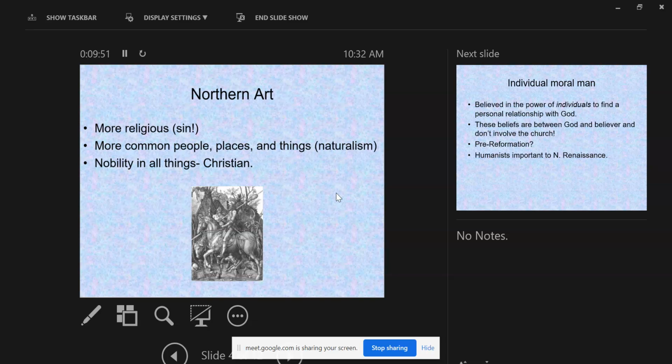In fact, Northern art, once again sad, I didn't tell you about Italian Renaissance art yet, but we'll deal with both. But Northern art is really more concerned with religion. It is concerned with sin. And then it goes beyond that, and it becomes really quite concerned with common people, just regular people, like peasants.